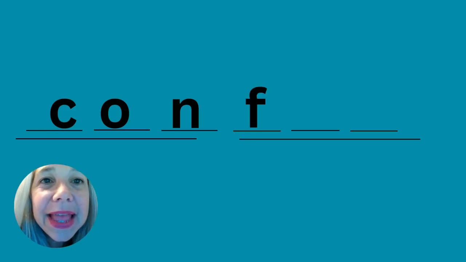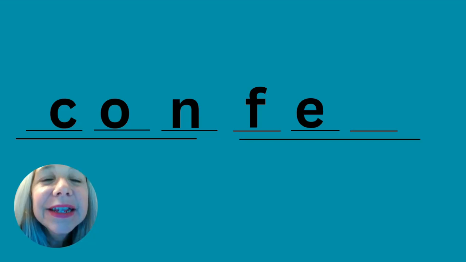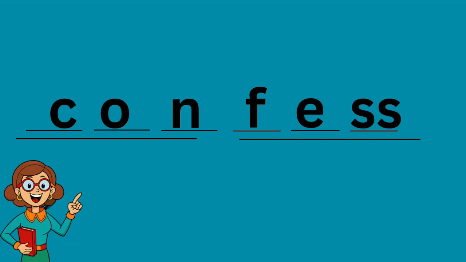Let's go to that second syllable. We have F, E, S. 3 sounds again. What's that? Right. F. E. S. 2 S's. That was our new learning after a short vowel. If we hear S in the final position, it's going to be 2 S's. Read that word. Great. Confess.